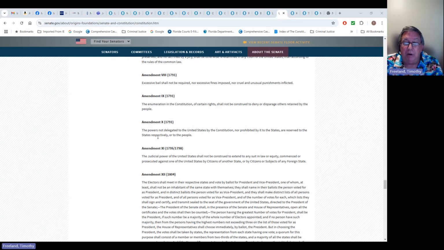So finally, Amendment 10. This is the States' Rights Amendment. It says powers not delegated to the United States by the Constitution, meaning the federal government, nor prohibited by it to the states, are reserved to the states, respectively, or to the people. So this says that where the federal government has not taken a position, the states have the authority to do what they want in those areas. The states have some rights.